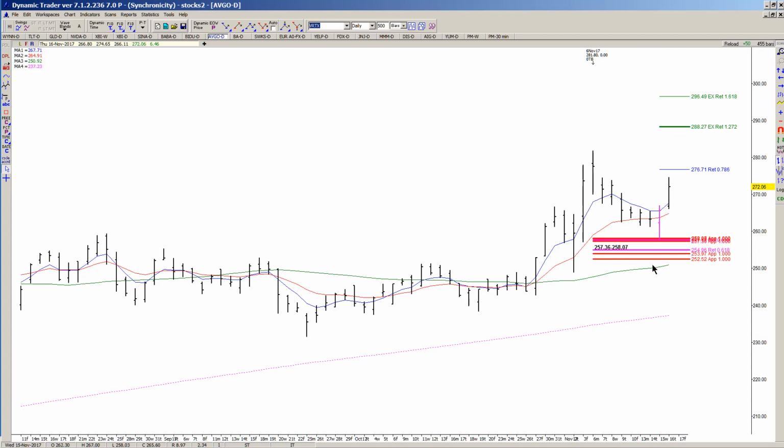Or you had actually a couple of zones. You had 252, 254.96, and you also had 257.36, 258.07. So if that's the setup, what do you do to trigger an entry?